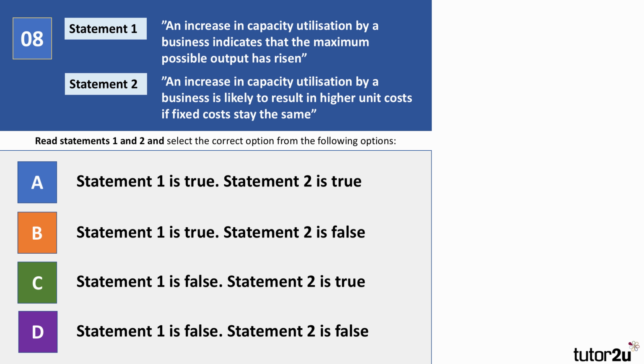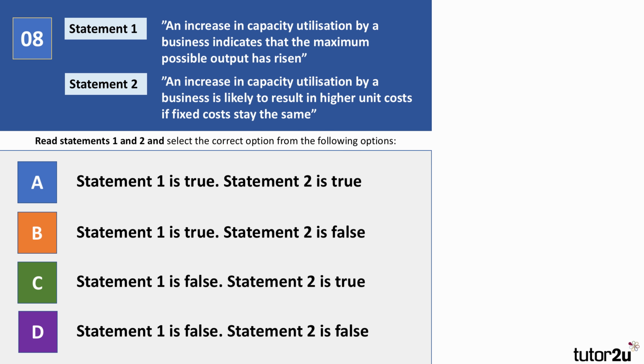Okay, let's take a look. This is a tough one, and of course it requires understanding as to how capacity utilisation is calculated. Remember the formula. Statement 1 is false. An increase in capacity utilisation doesn't mean that the maximum output has risen. Maximum possible output is the bottom part of the calculation of capacity utilisation. It doesn't suggest that at all. It simply suggests that an increasing percentage of the output has been used. Perhaps output has increased, not the maximum possible output. So statement 1 is false, and indeed statement 2 is also false.